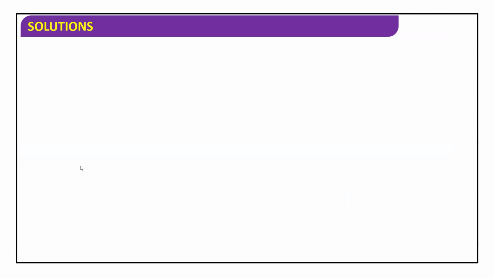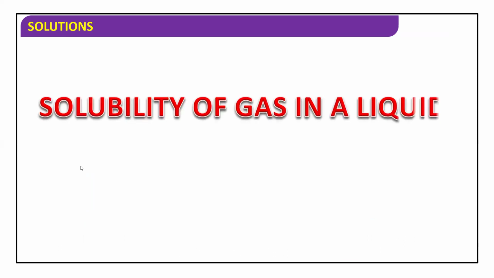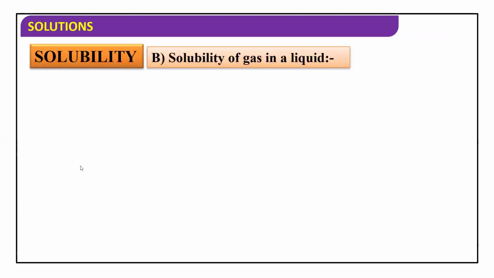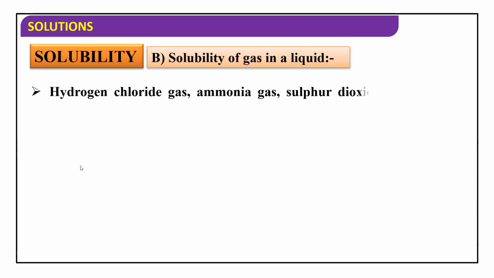So the next topic is solubility of gas in a liquid. So far we have discussed solid and liquid. Now we are going to discuss gas and liquid. Coming to this topic, HCl gas, hydrogen chloride gas, ammonia gas, sulfur dioxide gas. These gases are highly soluble in water basically.